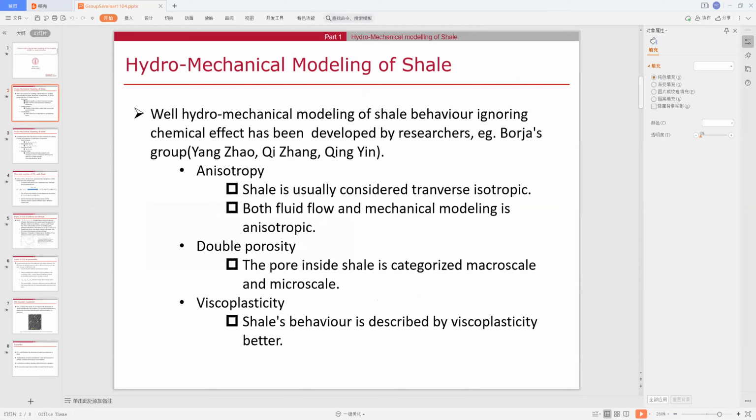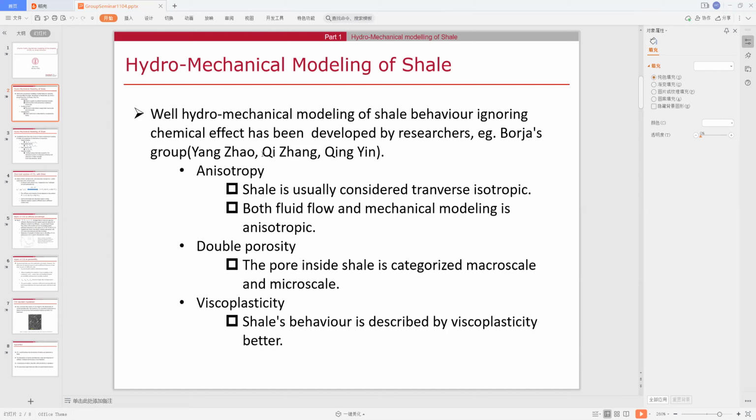Okay. Before looking into the impact of carbon dioxide, let's look at the modeling of shale ignoring chemical effect. As I stated, the importance of shale behavior inspires many researchers to do modeling of shale. For example, right in our group, many researchers have done awesome work about shale. For example, Zhao Yang, Zhang Qi, and Yin Qing. They will give presentation later.